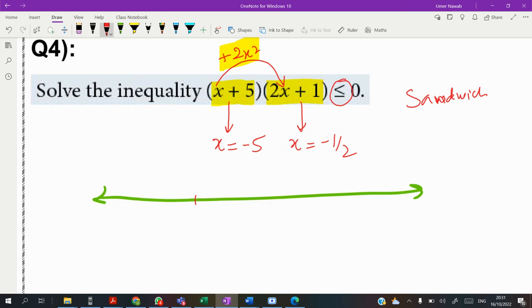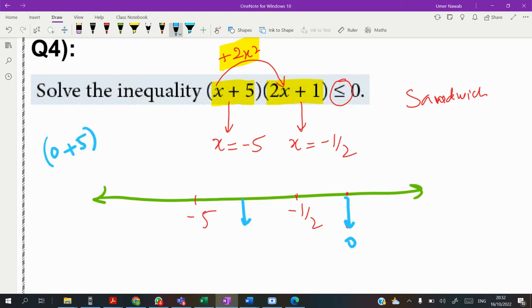Look at the sizes. This -5 is smaller, and then -1/2. You can pick any number. I will pick the test point here, 0. You can pick any test point, but I don't need it. Just one test point, which is 0 on the right hand side, I will pick and substitute into the original inequality. So look, I'm doing it manually.